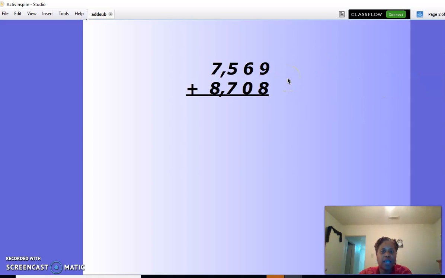First, we're going to add 7,569 plus 8,708. Whenever we're adding or subtracting whole numbers, we always start with the ones place value.